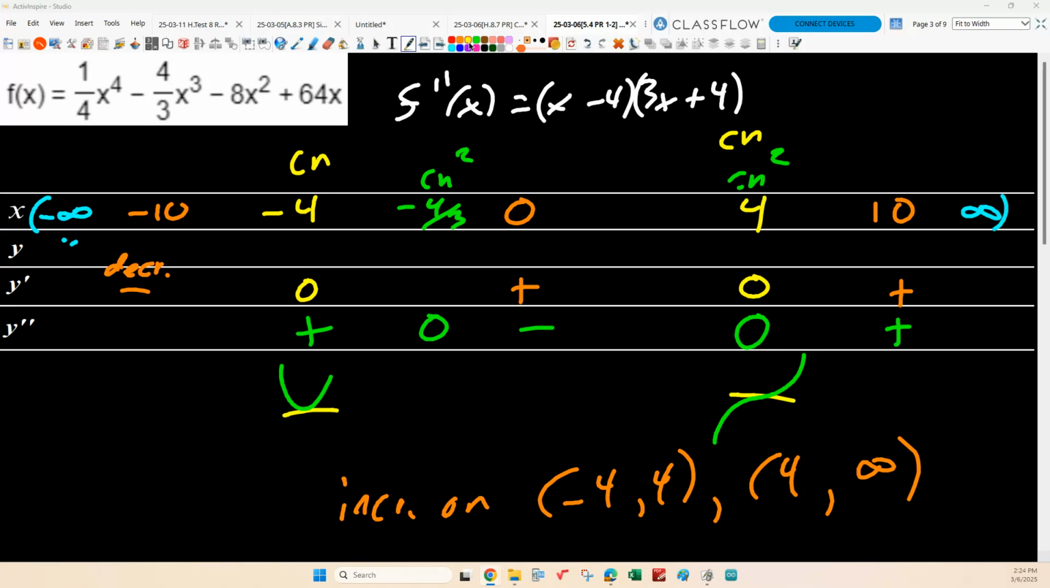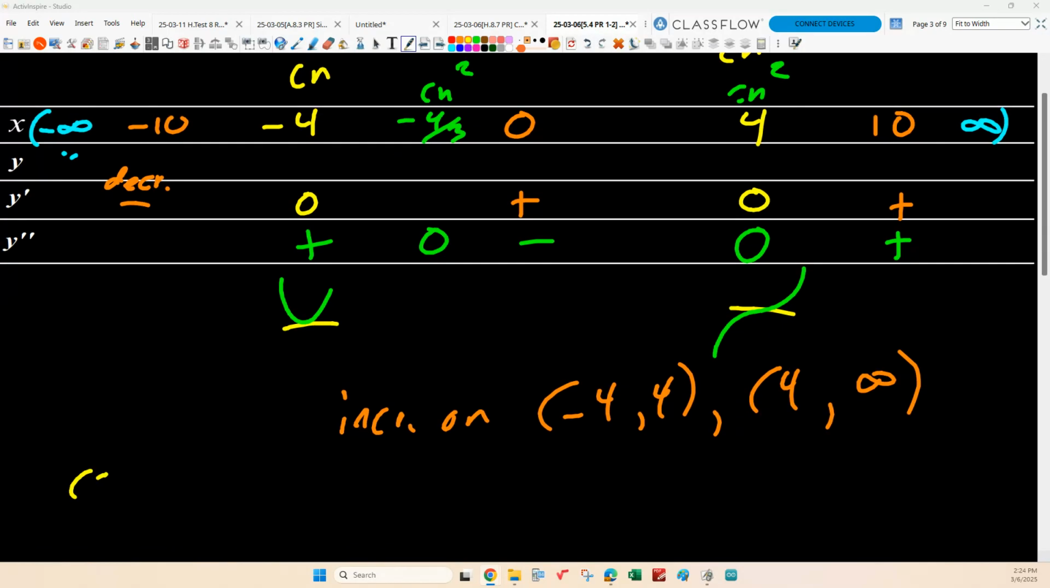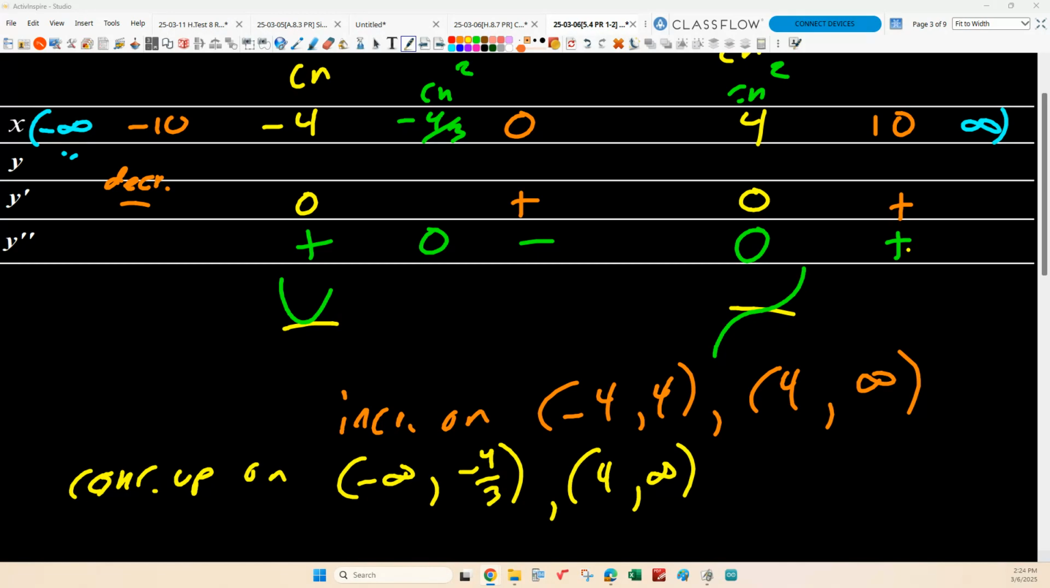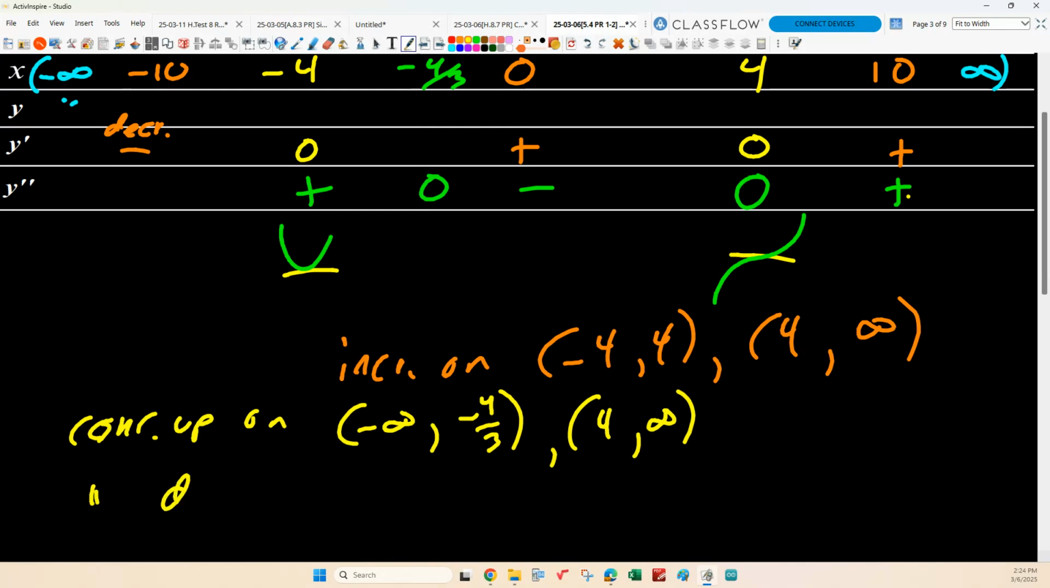Okay, so let's write that down. We'd say concave up on where? It's going to be from -infinity to -4/3, and where else? 4 to infinity, right? From there to infinity, the second derivative is positive. And where would the concavity be down? -4/3 to 4. Yeah. Okay, make sense?